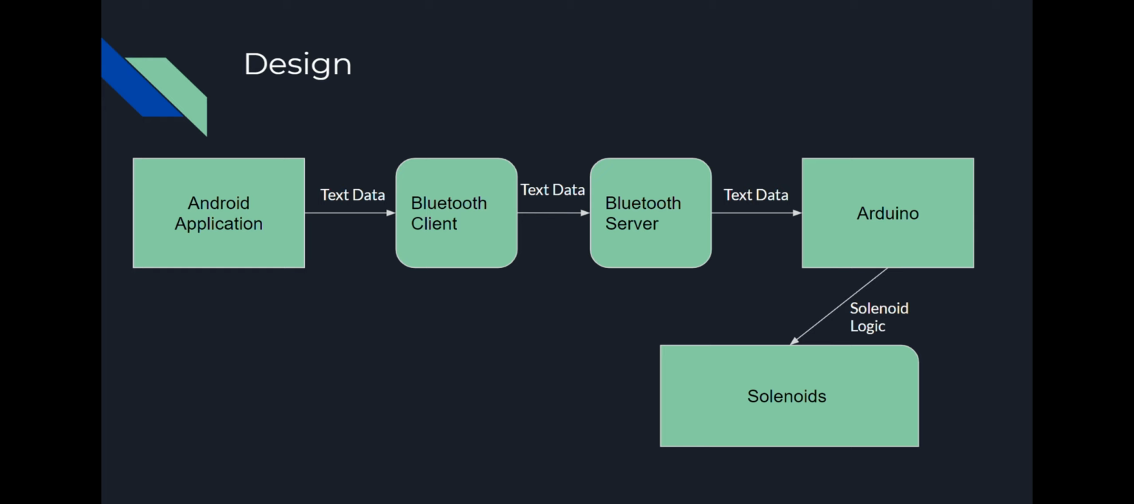The next module would be the Bluetooth communication. So this consists of a Bluetooth client and a Bluetooth server. For this application, whenever the user selects data, the Android application sends that data to our Bluetooth client, which then sends data through Bluetooth to the Arduino. And then the Arduino module handles the solenoid logic, which determines which solenoids need to be activated or deactivated to display the proper letter.